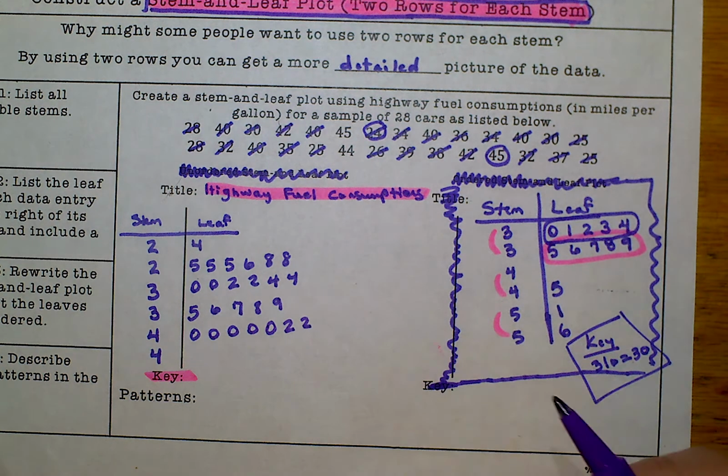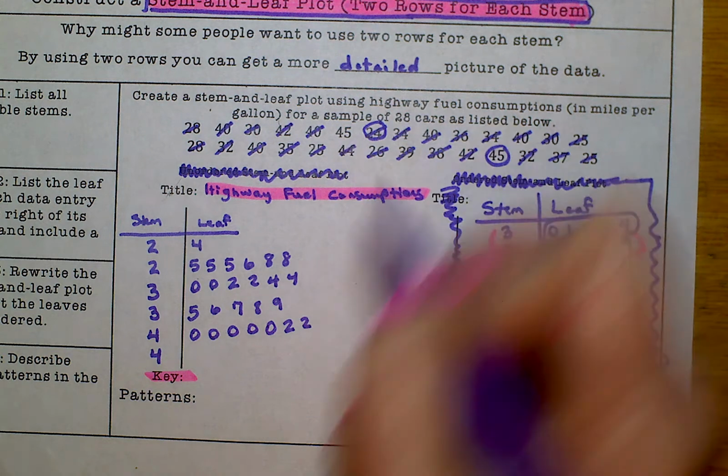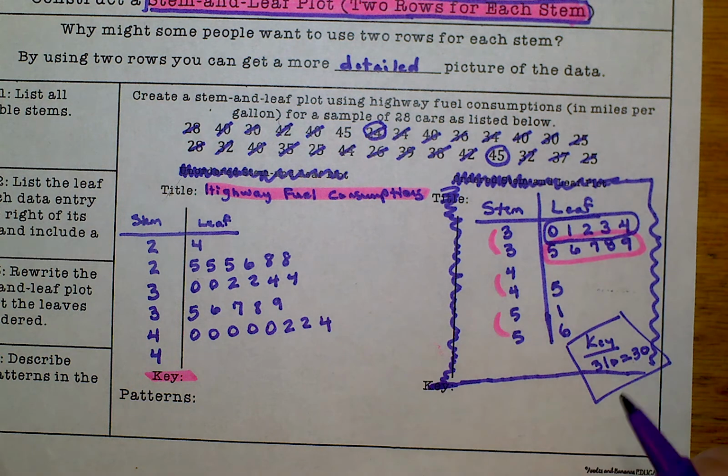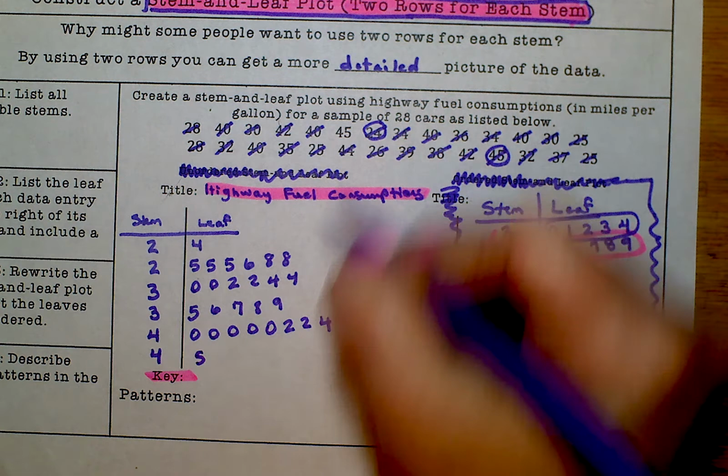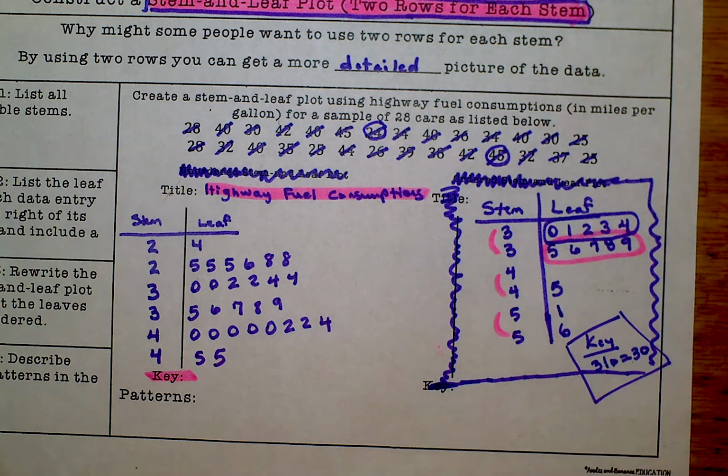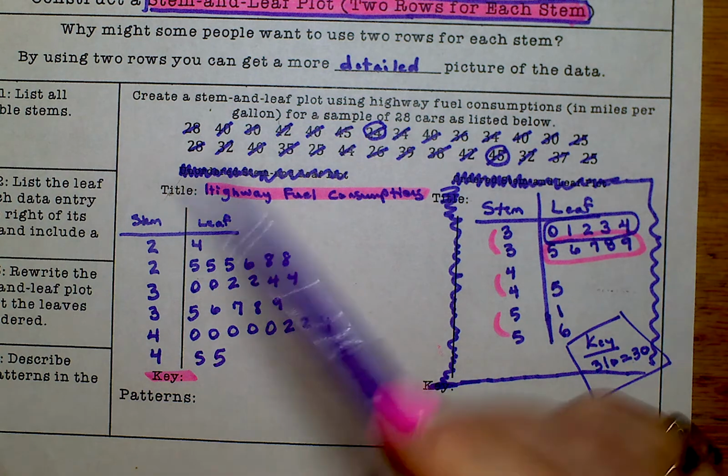Okay, then I got a 42, 42, 44. Any more 44s? I don't see any. And then I got a 45 and a 45. I hope I got them all. It's a lot of numbers, so I'd count them.